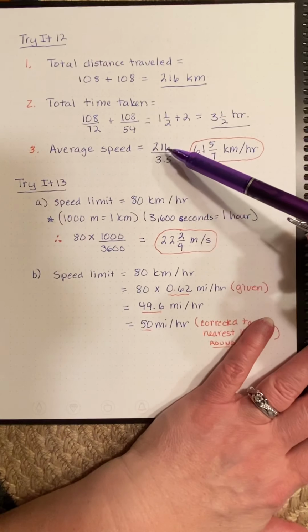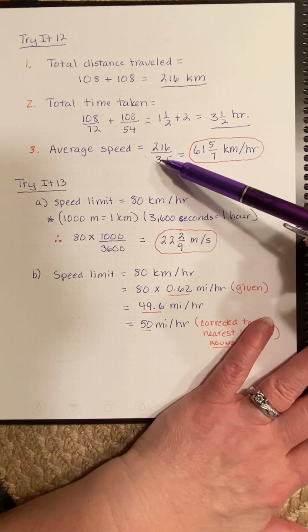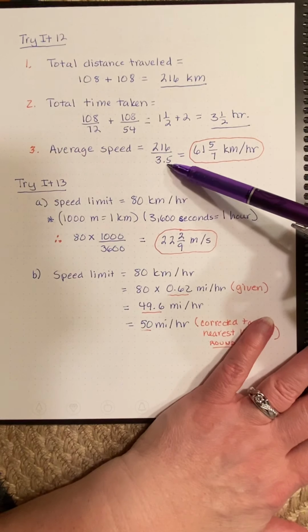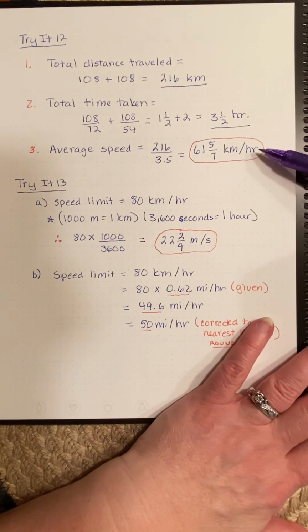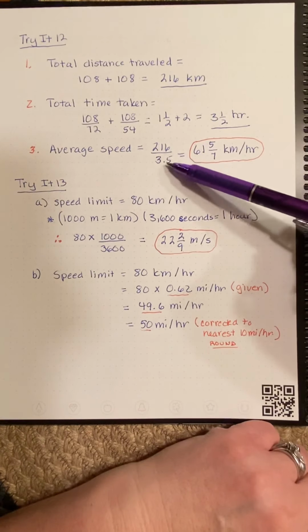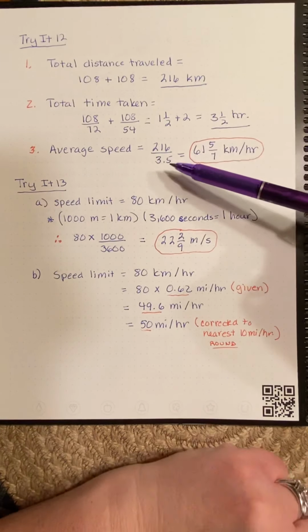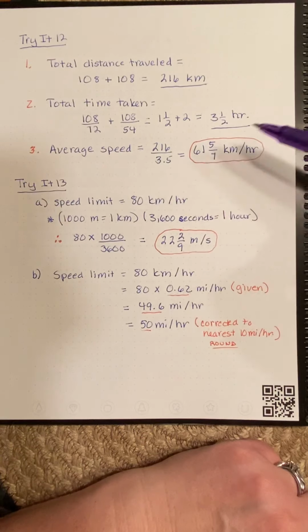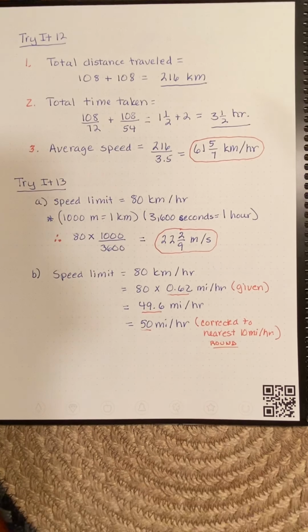So I take my total distance traveled, 216 kilometers, over the total time, which is 3.5. At this point, my answer is 61 and 5/7 kilometers per hour. Note on your calculators, when you divide with a decimal, which is what you would want to divide with on your calculator, you're going to come up with a bunch of digits. Just convert it into a fraction at that point and see what you get, and you would have 5/7.